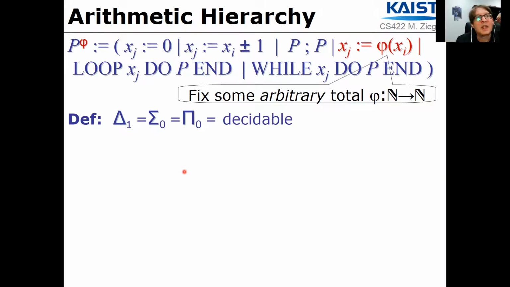Namely, we formalize the lowest class of this hierarchy that we're now going to introduce and construct. The lowest level consists of all decidable problems, all decidable subsets of natural numbers. And for this, we introduce three notions: delta 1, sigma 0, and pi 0. And this seems a little bit confusing. Also, why is there 1 here and here, 0 here and here? And trust me, this will become clear very soon and also start to make sense soon.